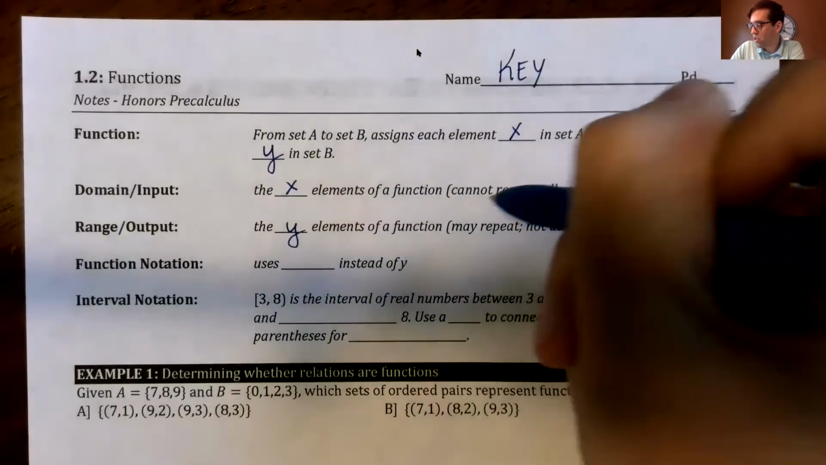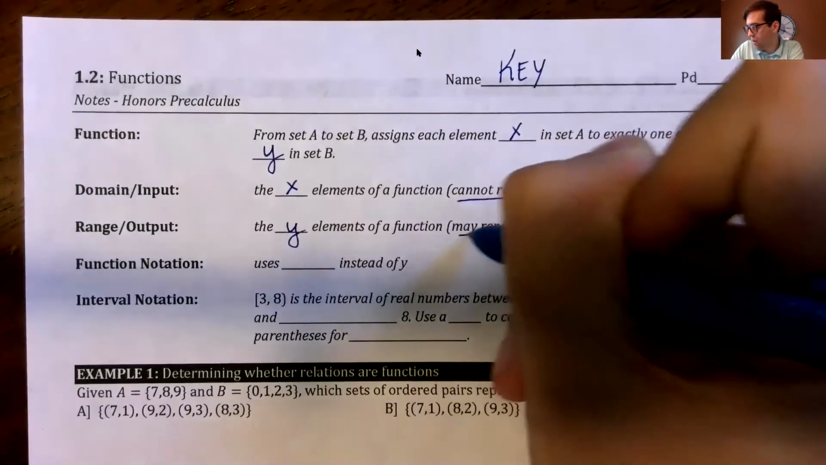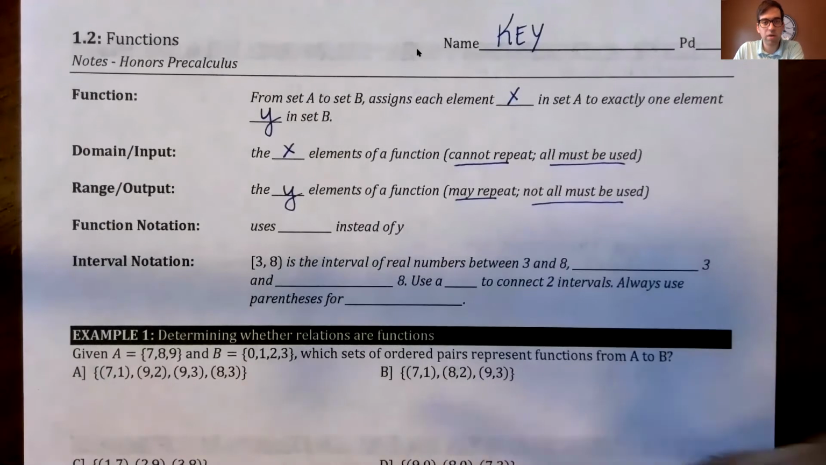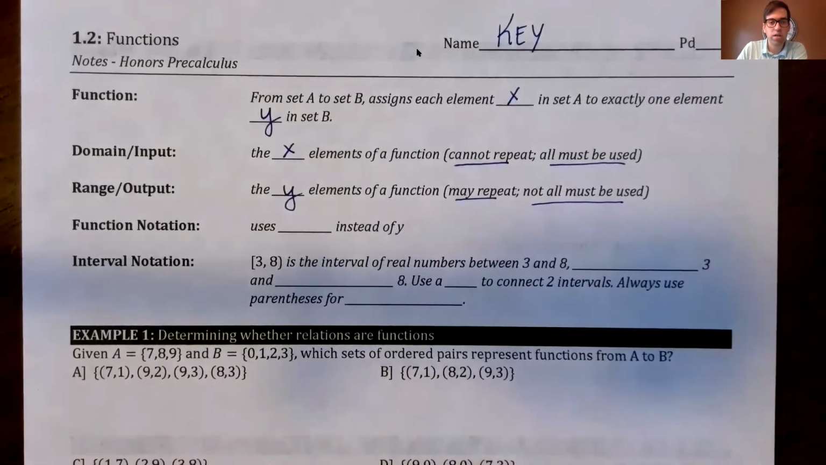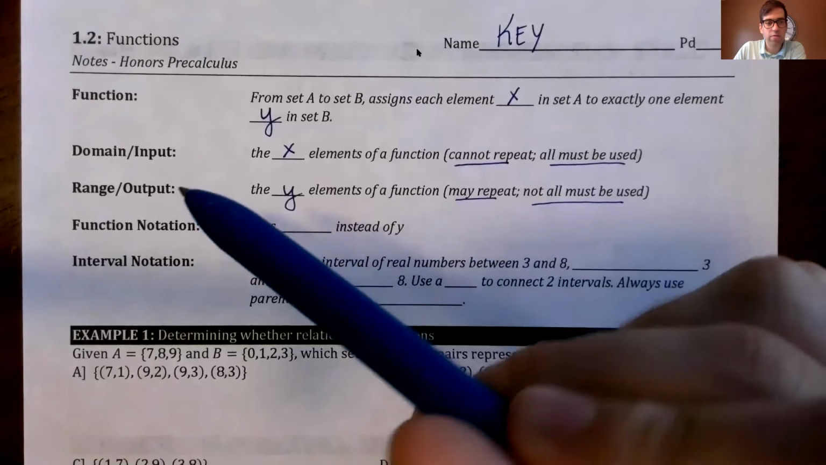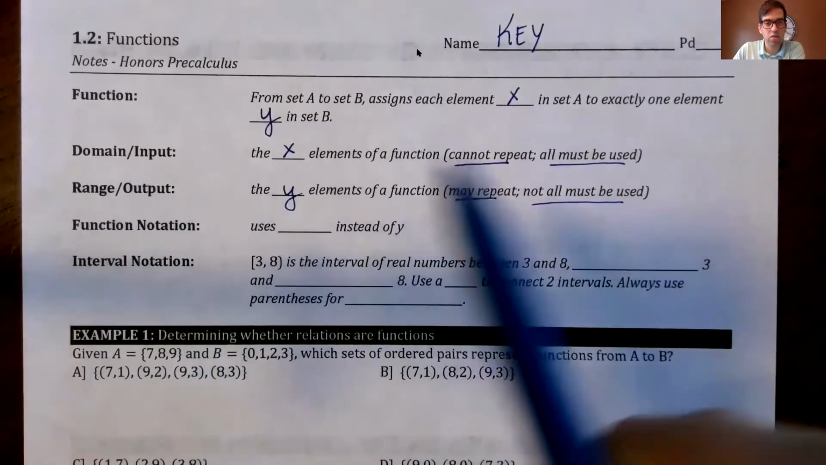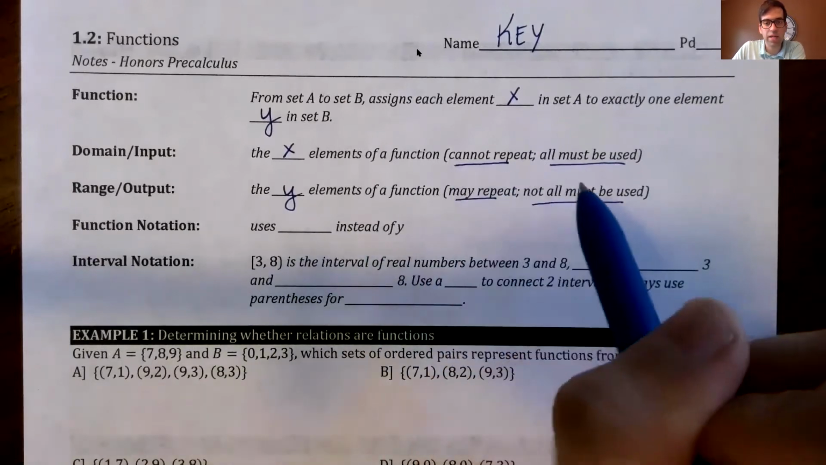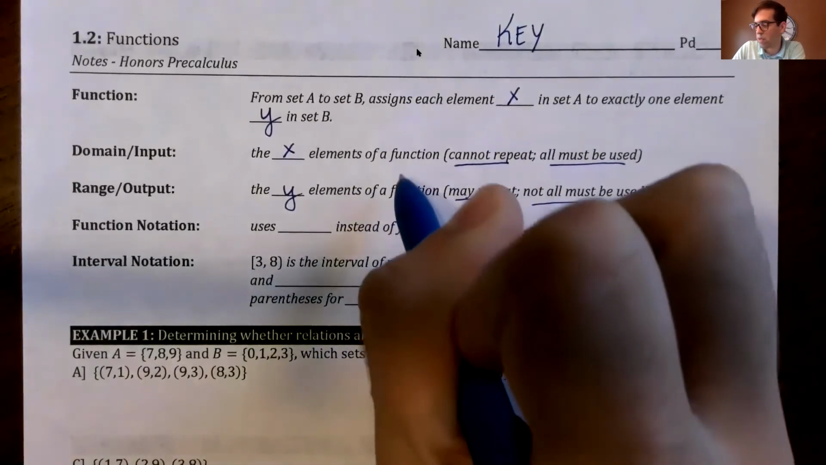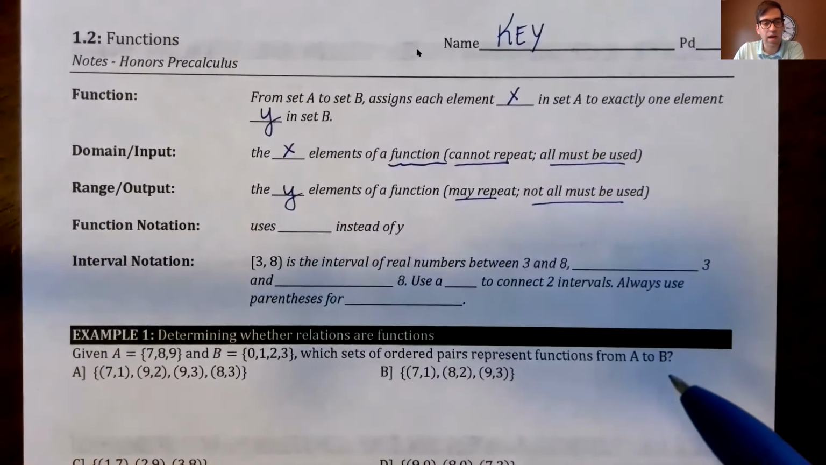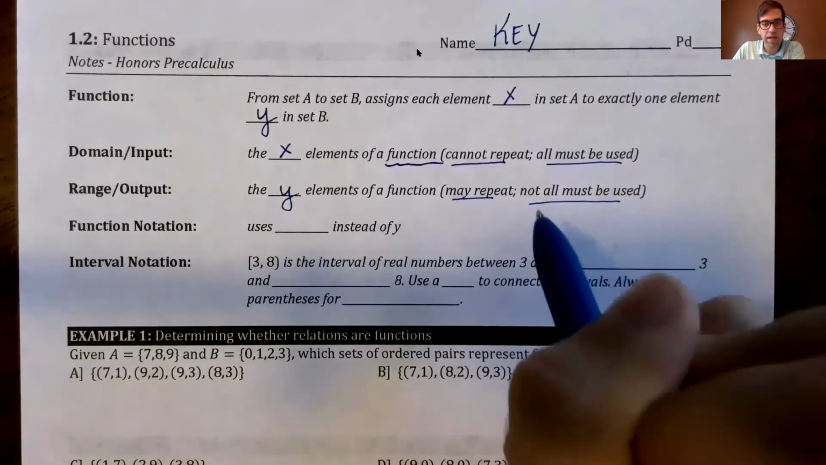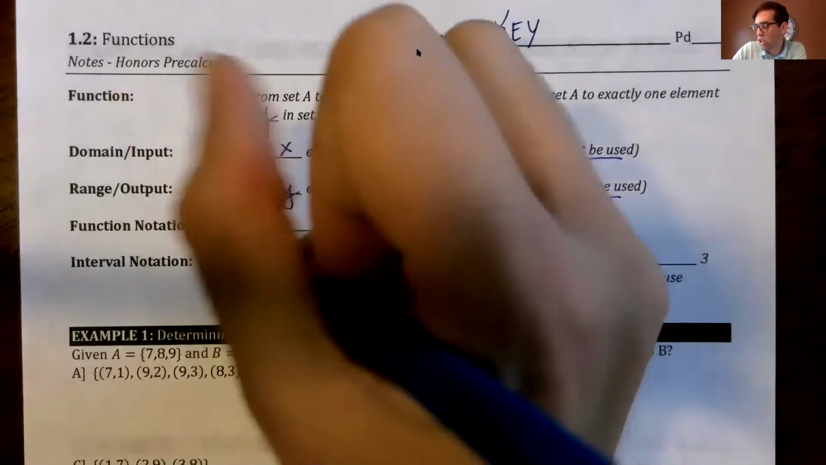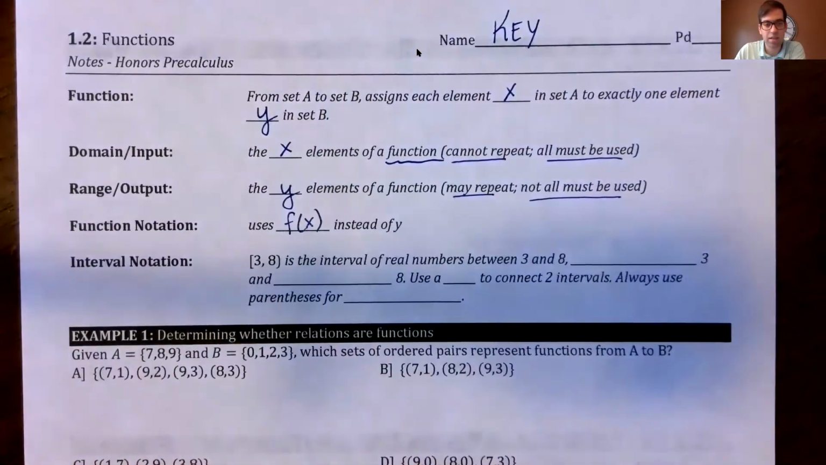And these definitions right here may be new. So there's different ways that you might have learned domain or range in the past, but for today, what we're going to talk about is a domain is a set of values, and they cannot repeat and all must be used if something's being called a function. And a range, the values may repeat and not all must be used. And we'll see, again, examples of that. Function notation, as we mentioned, uses f of x instead of y.